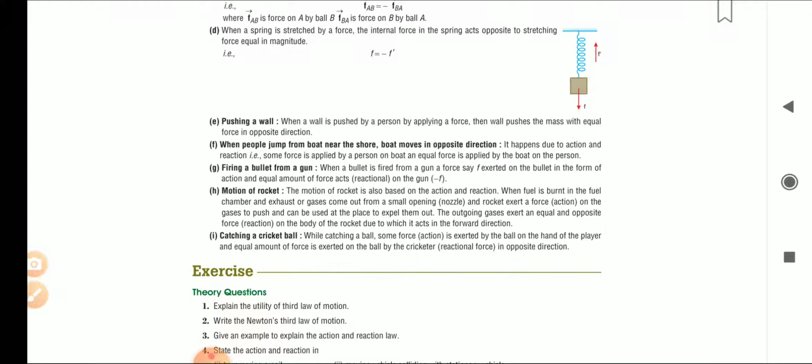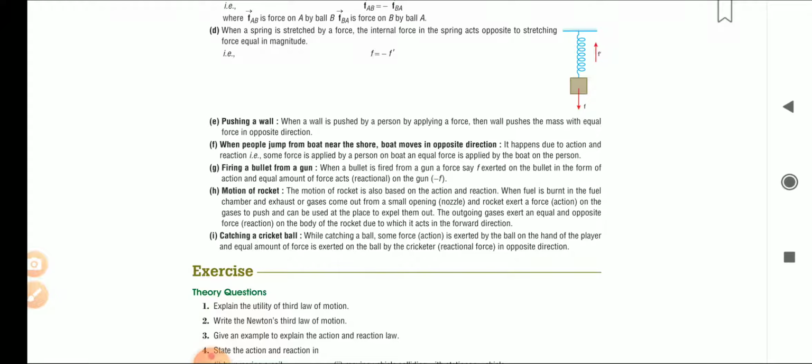Motion of a rocket. The motion of a rocket is also based on action and reaction. When fuel is burned in the fuel chamber, exhaust gases come out from a small opening, and the rocket exerts a force on the gases to expel them out. The outgoing gases exert an equal and opposite force on the body of the rocket, due to which it moves in the forward direction.